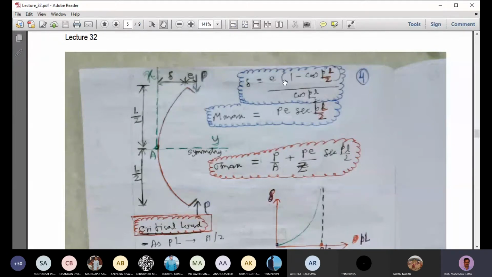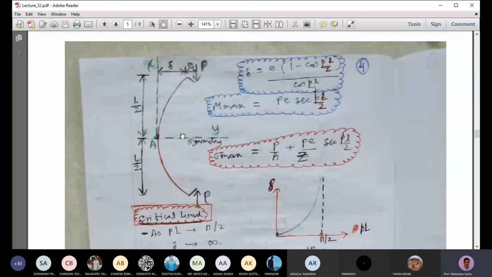So instead of L, we will have to use L by 2 for this problem. Delta will be e into 1 minus cos of p L by 2, divided by cos of p L by 2, and the maximum bending moment will be P e secant of p L by 2. We are replacing L with L by 2. We don't have to do the analysis one more time. We can use this symmetry simplification, treat this as a cantilever problem, and get the solution for the deflections and the maximum bending moment. The maximum bending moment occurs at the center.